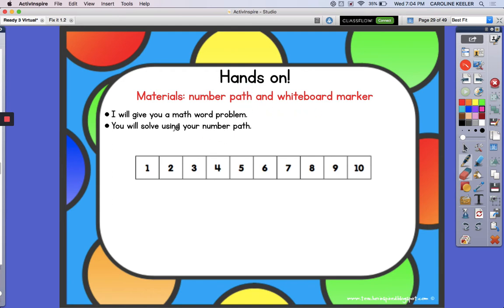What I want you to do is I want you to get out your number path. Yours looks different than mine. Remember, yours is the one that has the 3 number lines on it. It looks a little bit different than mine. You're going to need your whiteboard marker. And then you're going to need to remember how to pause this video, okay? What I'm going to do is I'm going to give you some problems and you're going to use your number path to solve them, okay?